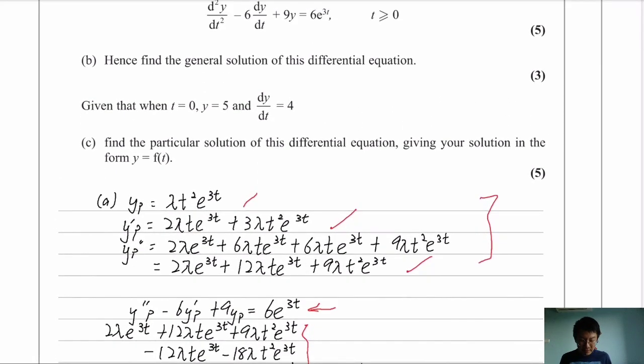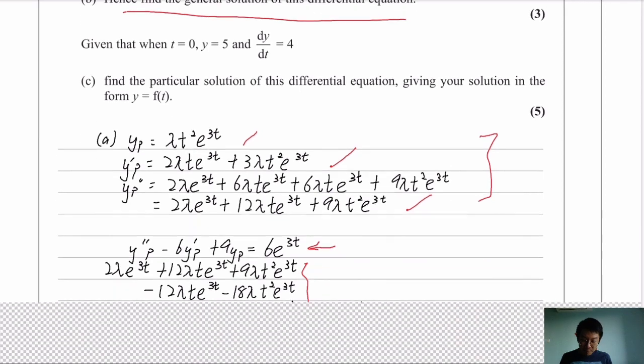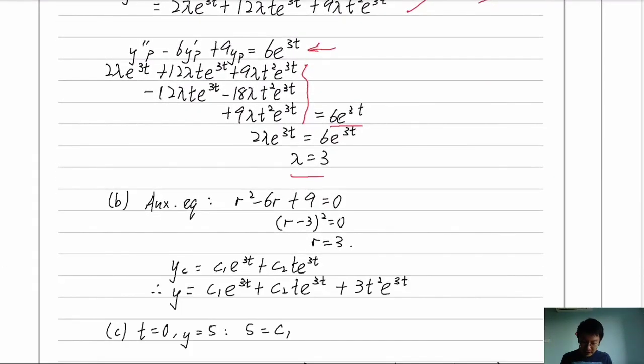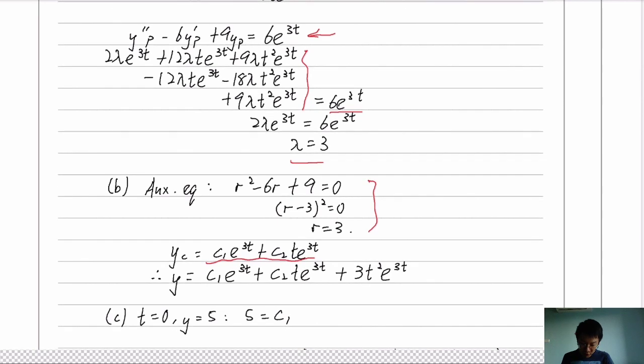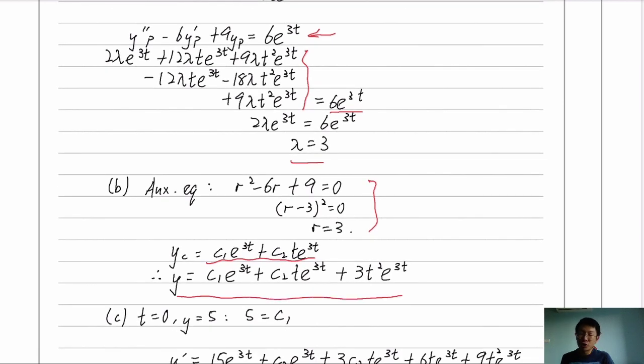And part B, hence find the general solution to this differential equation. So it's just looking at the auxiliary equation. The auxiliary equation in this case has a repeated root, so the root here is 3. It will give us the complementary function y is e power 3t plus t times e power 3t in this case. Of course, at last we need to state the general solution, which is to add yc and yp together. So that will be our general solution for y.